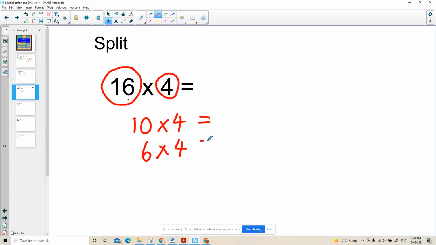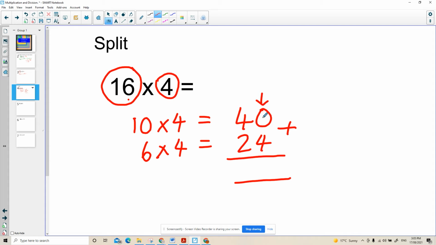So let's put our equals here. 10 times 4 is 40. So we love the 10 times tables, so easy. 6 4s we know are 24. So now I'm going to add these two together to get my answer. And when I work through a vertical algorithm, I always start with the units. 0 plus 4 is 4, and 4 plus 2 is 6. My answer is 64.